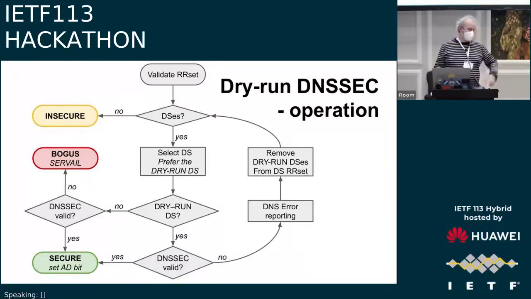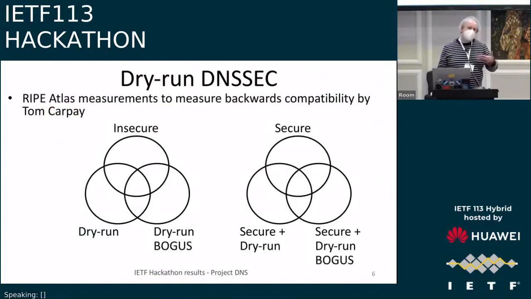So if dry run is the only one, you fall back to insecure. If there are other situations, you fall back to secure, probably, but that way you can try out algorithm rollovers and all sorts of DNSSEC situations. So this has to be backwards compatible. So what we did was run RIPE Atlas measurements with the new delegation signer. Unfortunately, RIPE Atlas had some issues, so there are no actual numbers in these Venn diagrams yet, but hopefully they will be there when DNSOP is happening.